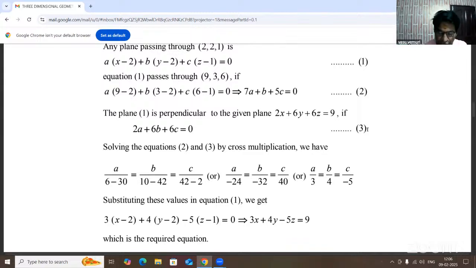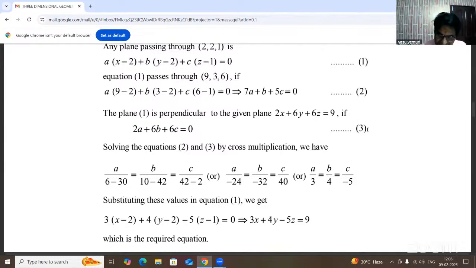These values substituting in the first equation. What is the first equation? A of x minus 2, that is 3 of x minus 2 plus B value is 4 of y minus 2 plus C value is minus 5 of z minus 1 equal to 0.